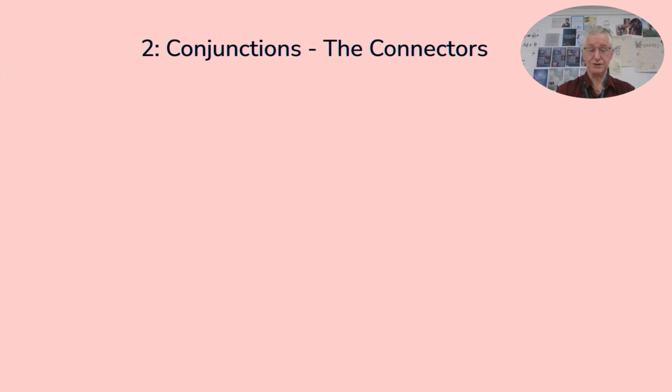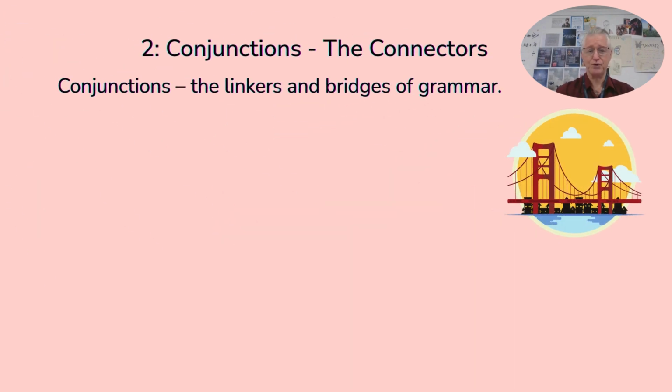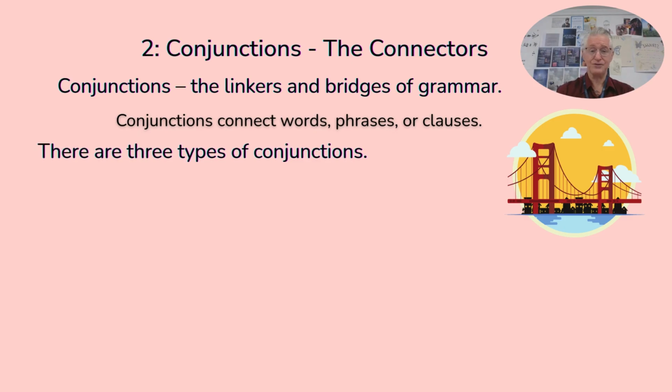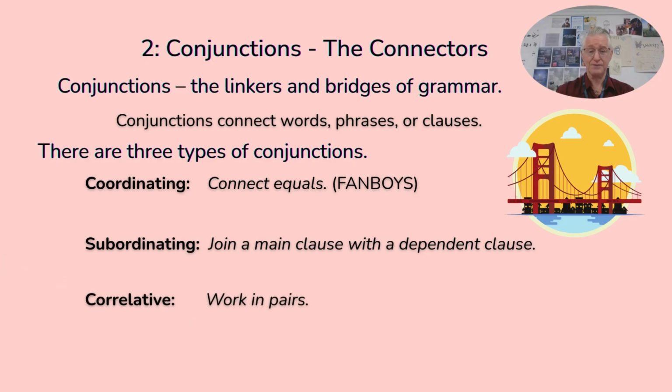Number 2 is conjunctions. These are the connectors. They're the linkers and bridges of grammar. They connect words, phrases, or clauses. And there are 3 main types of conjunctions to look at: coordinating, subordinating, and correlative. Coordinating conjunctions connect equals. And there's a mnemonic to help you remember these. It's fanboys.